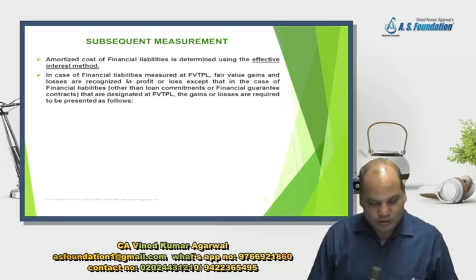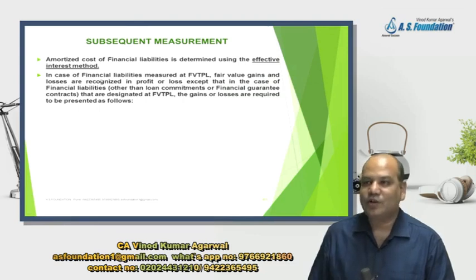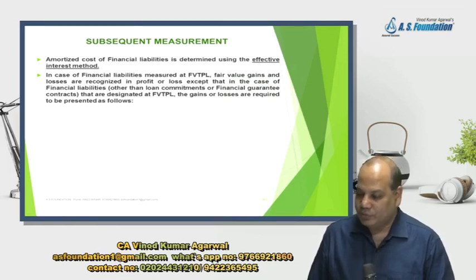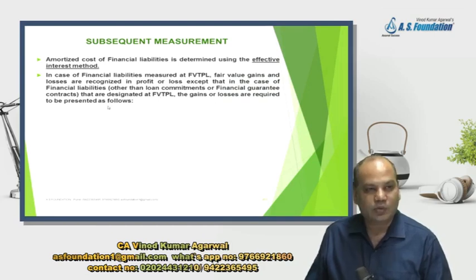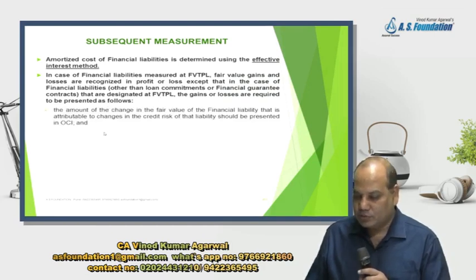Okay. This standard setter, they will not keep your life simple. They have written, in case of financial liability measured at FVTPL, fair value gains and losses are recognized in the P&L account. They should have put a full stop here, but they have written, except that in the case of financial liabilities other than loan commitments or financial guarantee contracts that are designated at FVTPL, the gains or losses are required to be presented as follows.